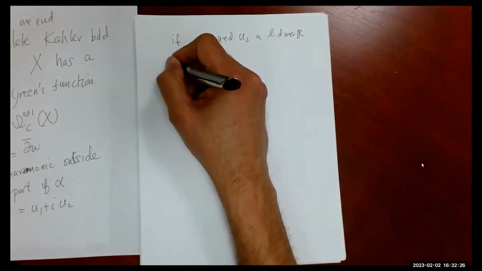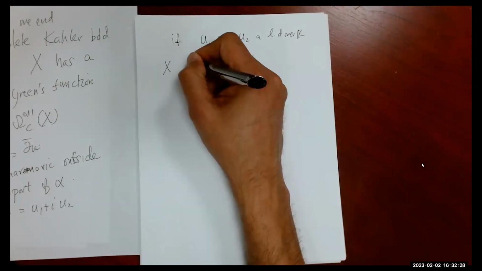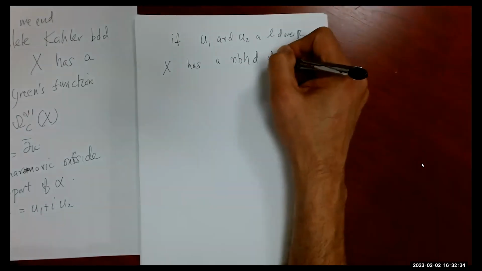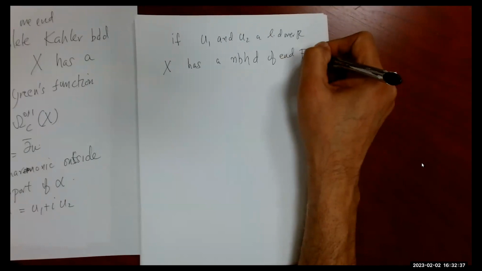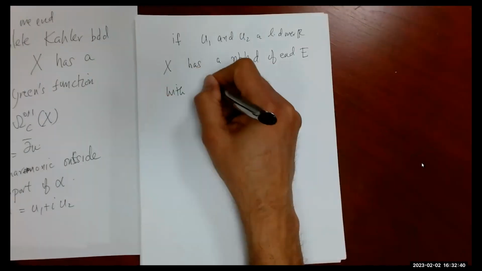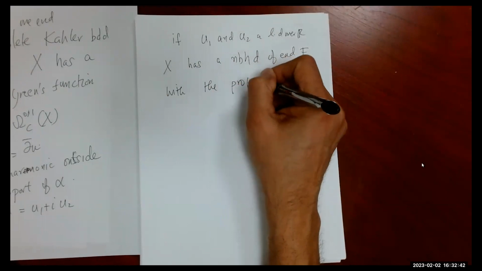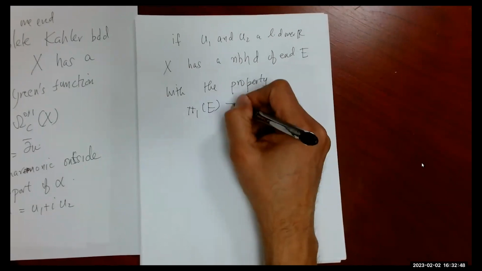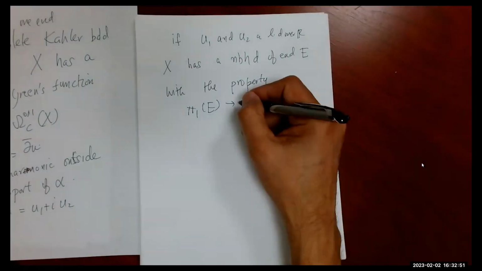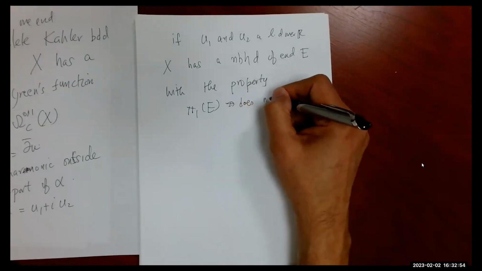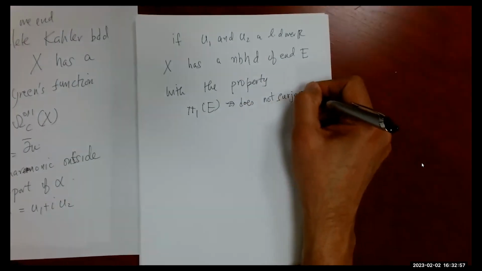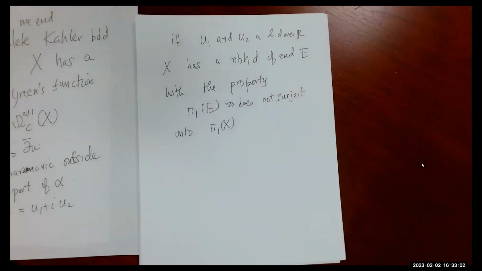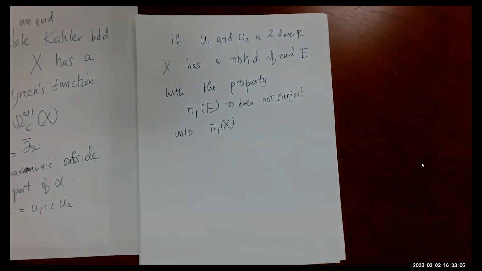Then it turns out X has a neighborhood of the end, let's call it E, with the property that, it requires a bit of an argument, but what we can show is that pi 1 of E does not surject onto pi 1 of X. So this is where the notion of filtered ends shows up.